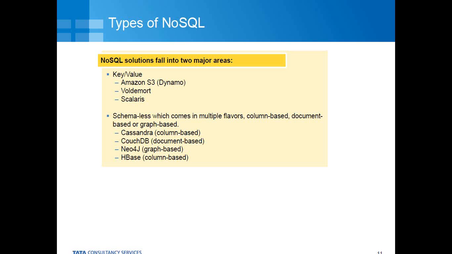The next three are column-based, document-based, or graph-based. These are ideally schemaless, and the data is mostly unstructured or semi-structured. In the case of document databases, it pairs each key with a complex data structure, ideally called a document. And these documents can have many different key value pairs internally, and these key value pairs will ideally store the data.